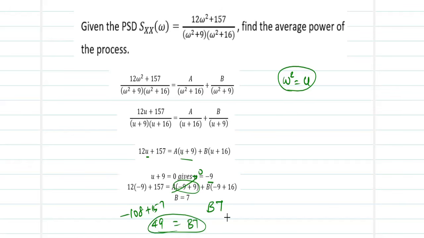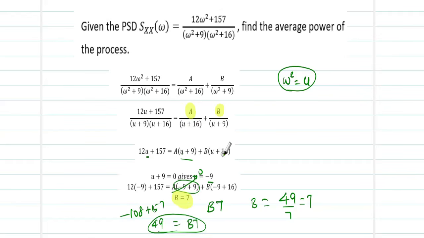When you want the value for B, divide by 7. So 49 divided by 7 gives the value of B equal to 7. So my value for B is obtained as 7. I have got the first value, B. The next target is to get the value for A.